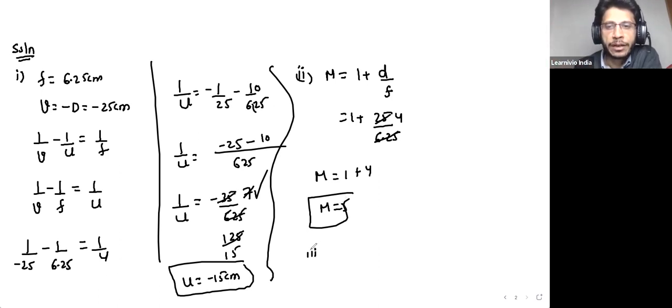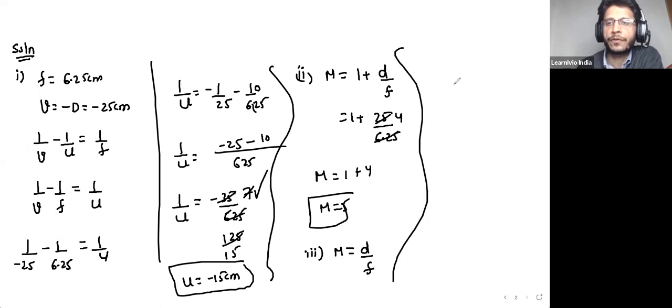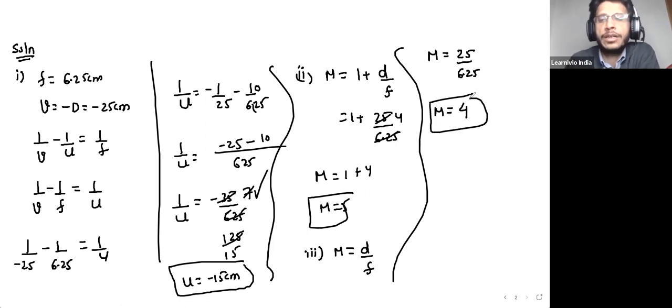Part 3, if your final image is at infinity, then your angular magnification is D by f. That means D is 25, D by f is 6.25, so that is 4. When your final image is at infinity, then angular magnification is 4. Just tell me, is it clear now?